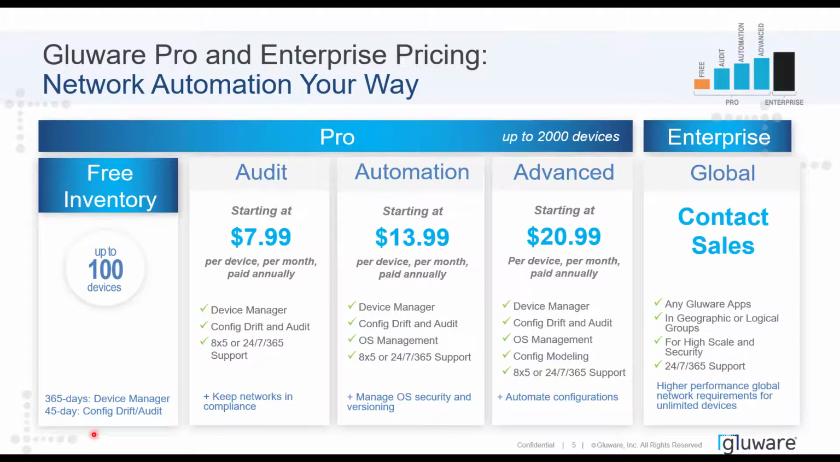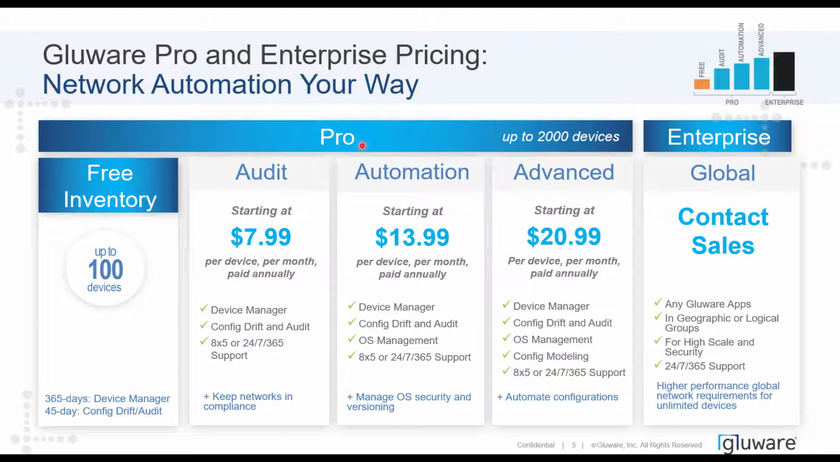So in this next slide here, we're going to talk about offerings. In general, there are 2 big categories of offerings: Pro, which is new, announced in Gluware 4.0, and what we've had in the marketplace for quite a long time, which is Enterprise.